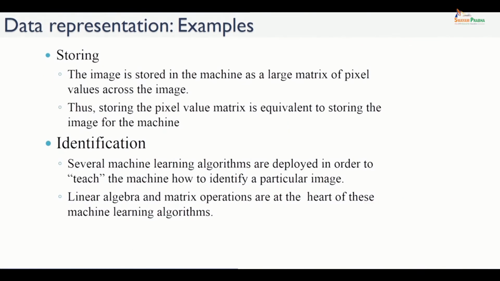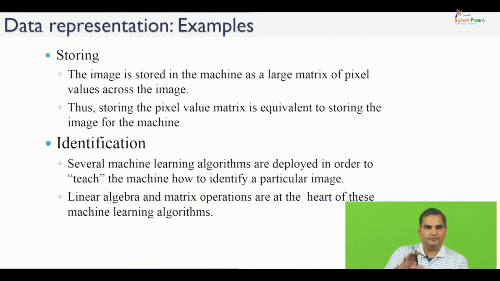So the image that I showed before could be stored in the machine as a large matrix of pixel values across the image, and you could show other pictures and then ask, are these pictures similar to this, are they dissimilar, how similar or dissimilar, and so on. And the ideas from linear algebra and matrix operations are at the heart of these machine learning algorithms.